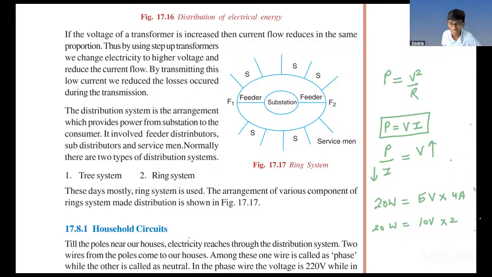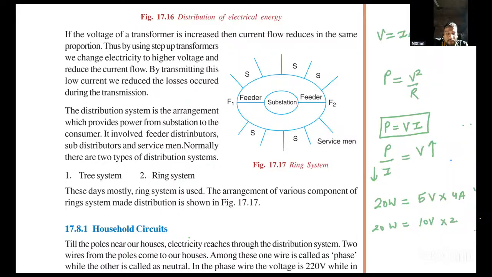See, V is equal to IR. Now what is voltage? See, this is a different formula. The power is basically for the appliances. Because we have to reduce the power usage. If I increase the voltage and the power decreases, who is this?